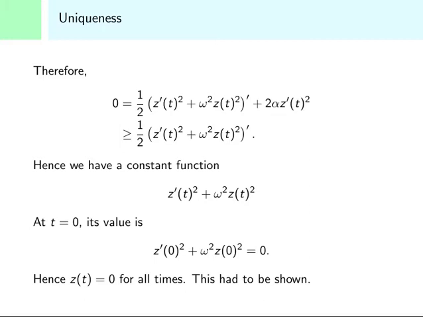So conclusively, we have got a non-increasing function z'(t) squared plus omega squared z(t) squared, and that non-increasing function at t equals 0 has the initial value z'(0) squared plus omega squared z(0) squared equals 0. It just follows from the initial condition of the function z. And since that sum of squares is non-negative, we conclude that z(t) equals 0 for all times, and that had to be shown. Thus, we get uniqueness.